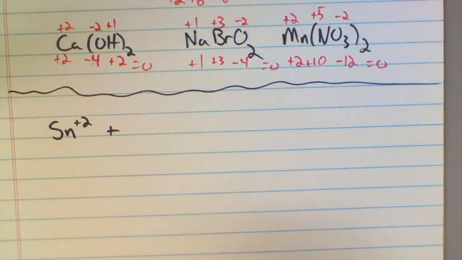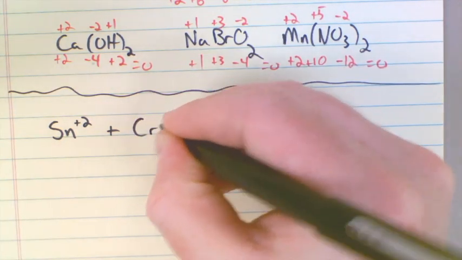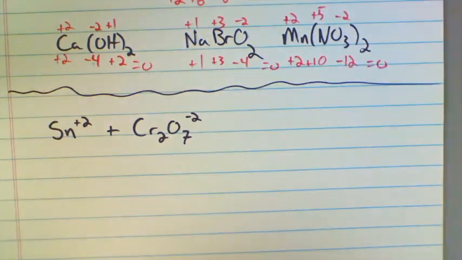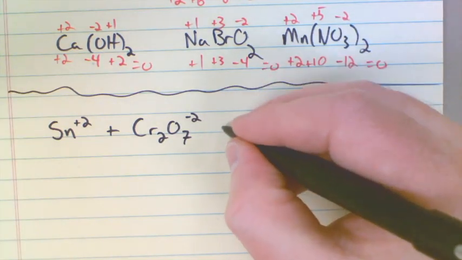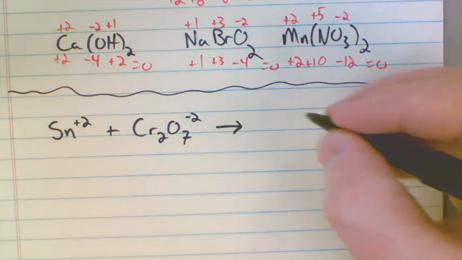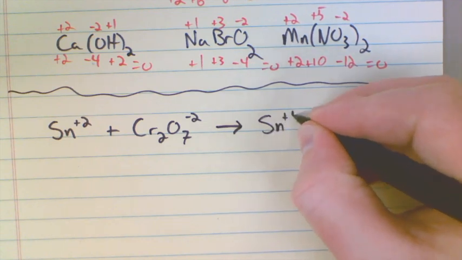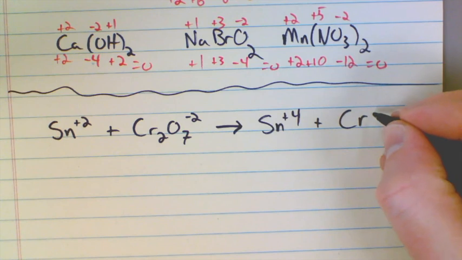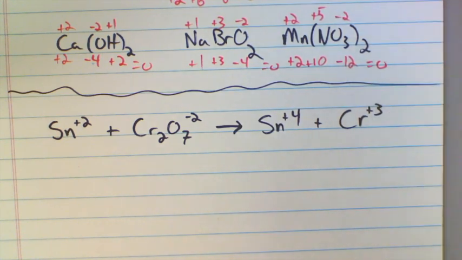So we're going to have tin plus 2 plus Cr2O7. It's a negative 2, that's dichromate. And the other side, Sn plus 4 and chromium plus 3. So we've got a tin dichromate reaction going on here.